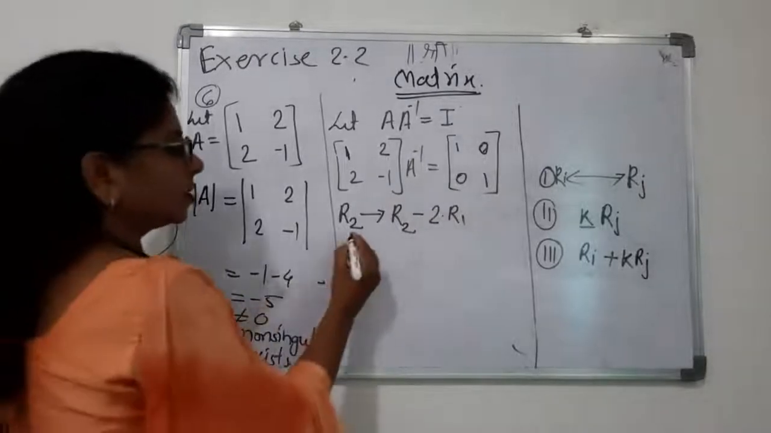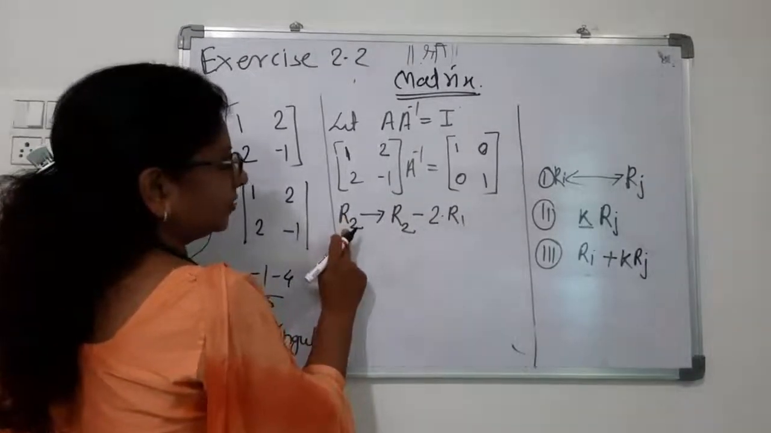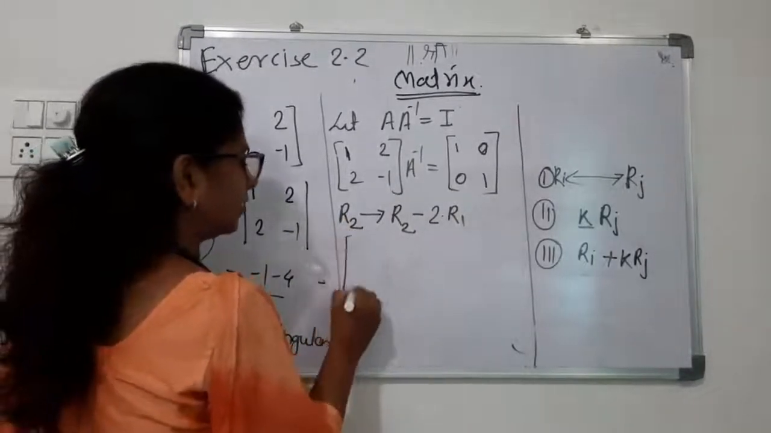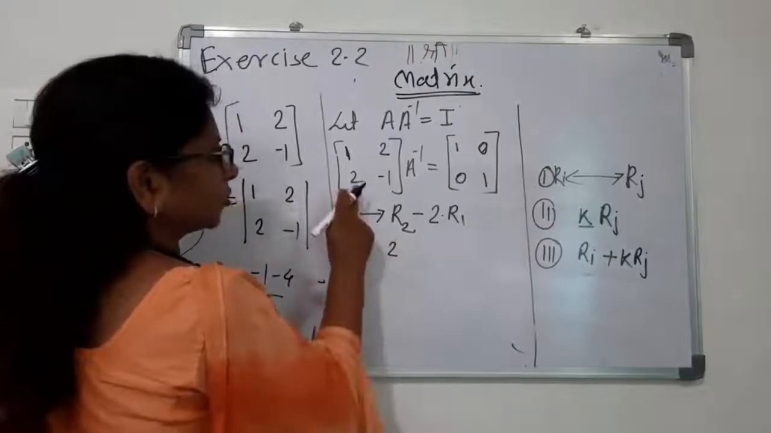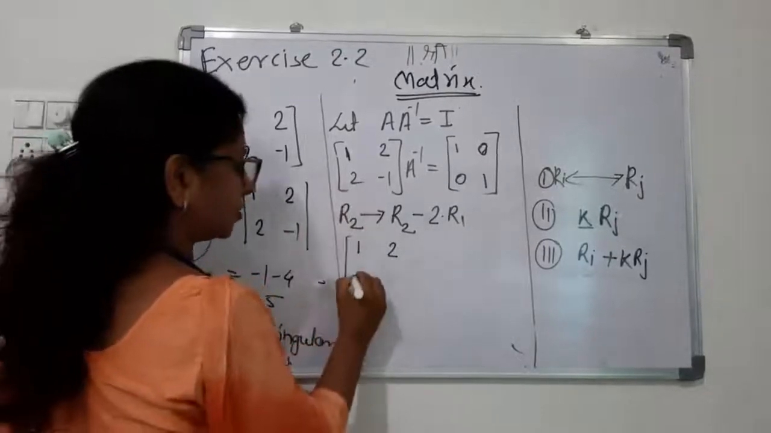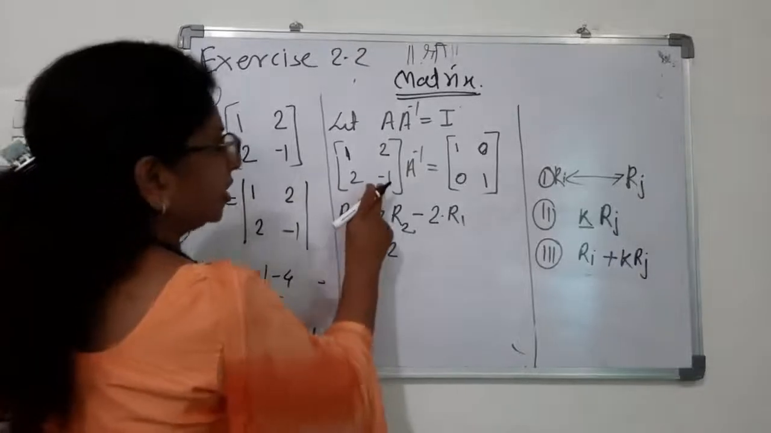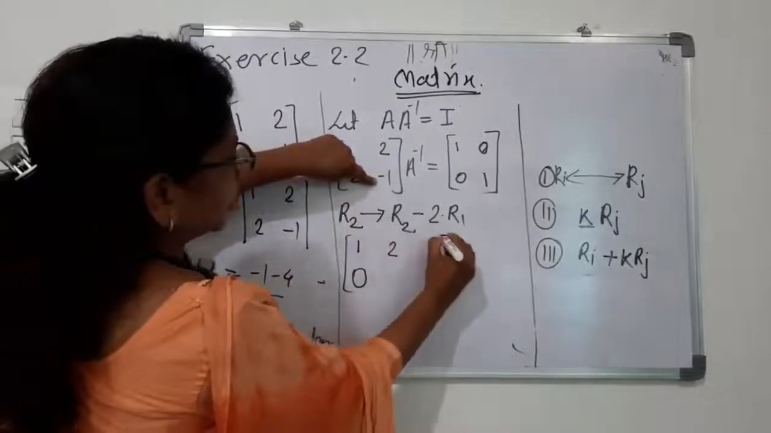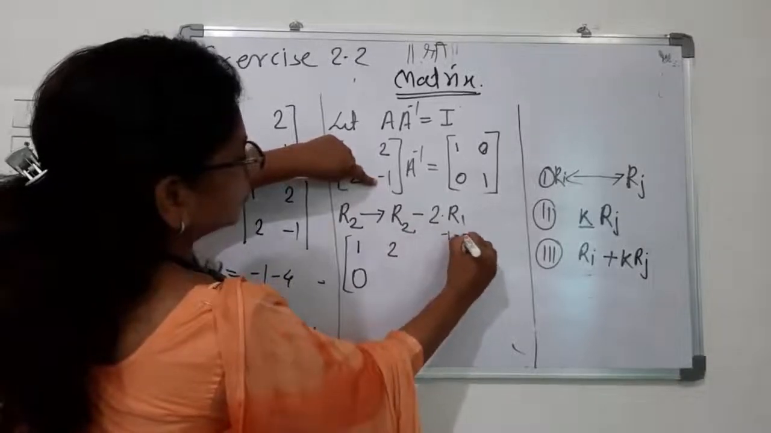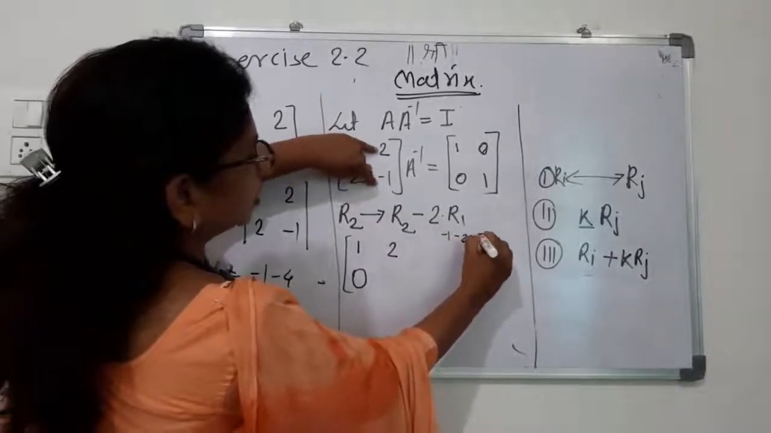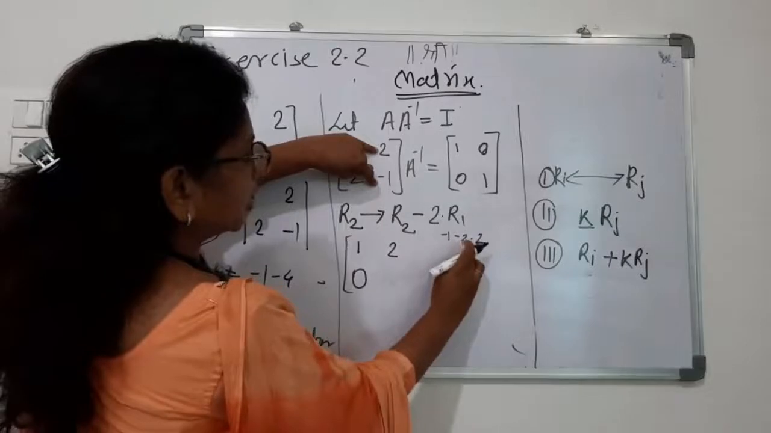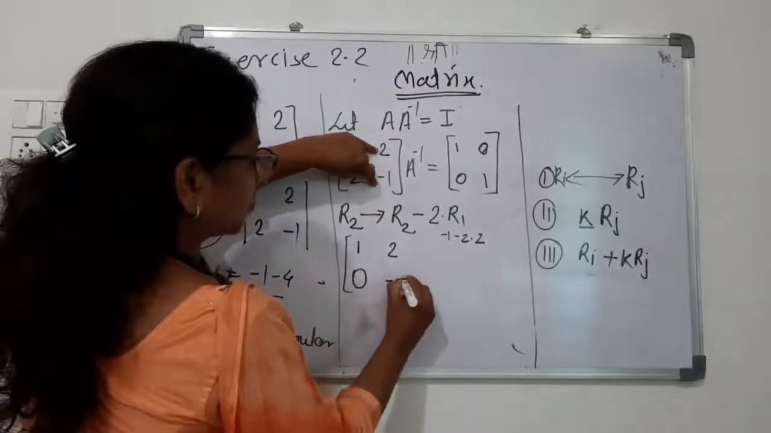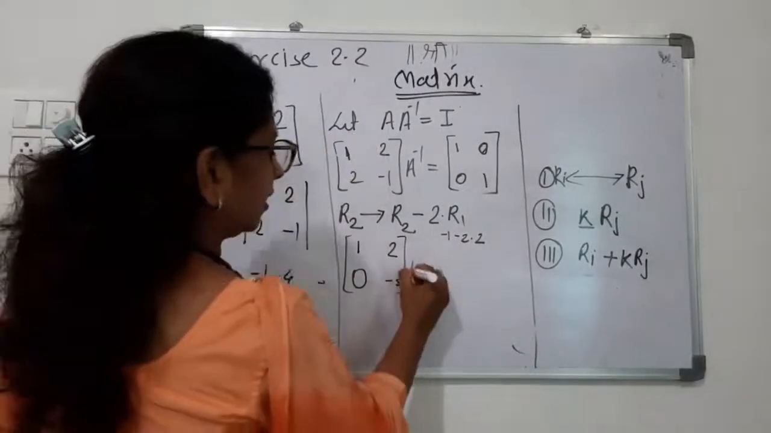Okay students, is there any change on R1? No, so write down R1 as it is. For 0 only we are doing this operation, so write down 0. Now here apply the transformation. So R2, what is R2? Minus 1 minus 2 into R1, that is 2, means 1 minus 4, means minus 5. Okay, A inverse.